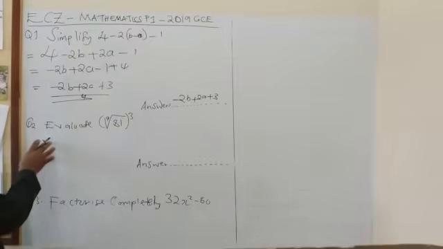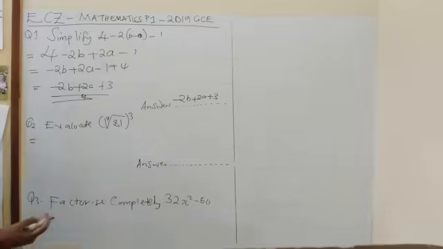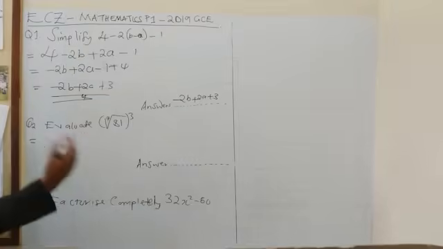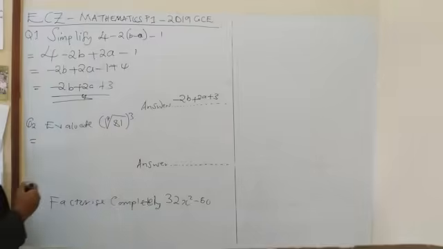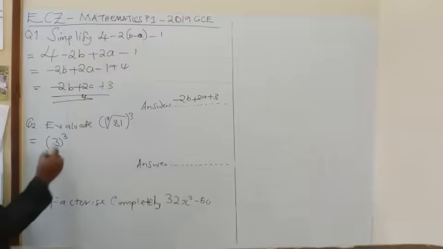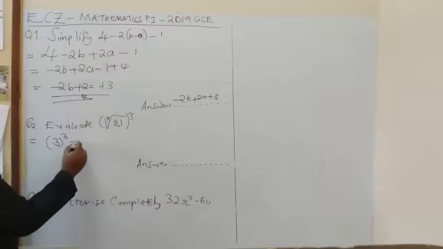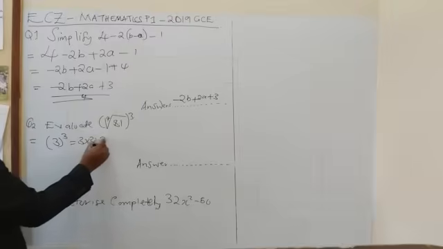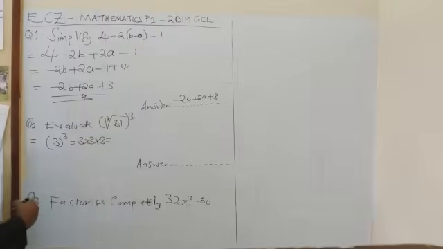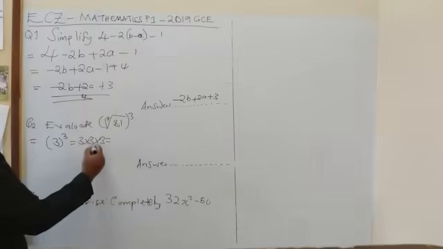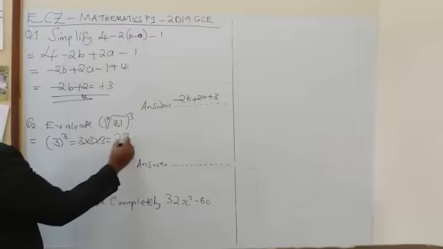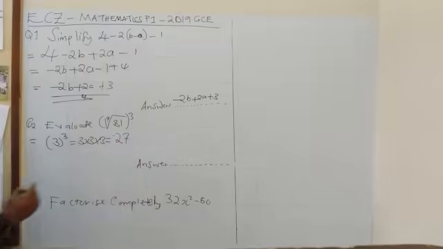So now we go to the second question. We evaluate. What is to evaluate? Evaluate means we need to find the solution, the final answer. So, what is the fourth root of 81? The fourth root of 81 is 3 to the power 3, which is 3 by 3 by 3. 3 by 3, 9. 9 by 3, you have 27. That is our answer.